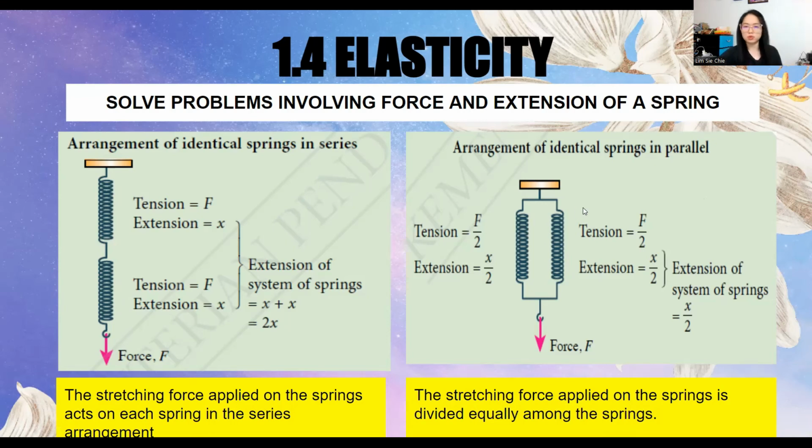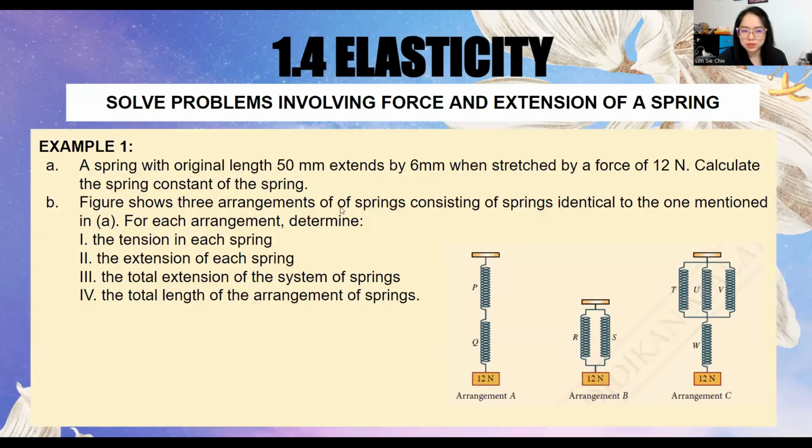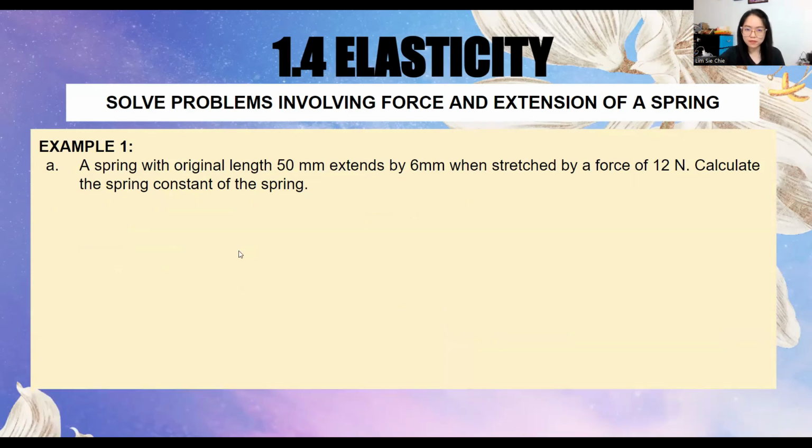Okay, now I'm going into the example. We see how. All right, let's look into the first question. A spring with original length 50 millimeter extends by 6 millimeter when stretched by a force of 12 Newton. Calculate the spring constant of the spring.